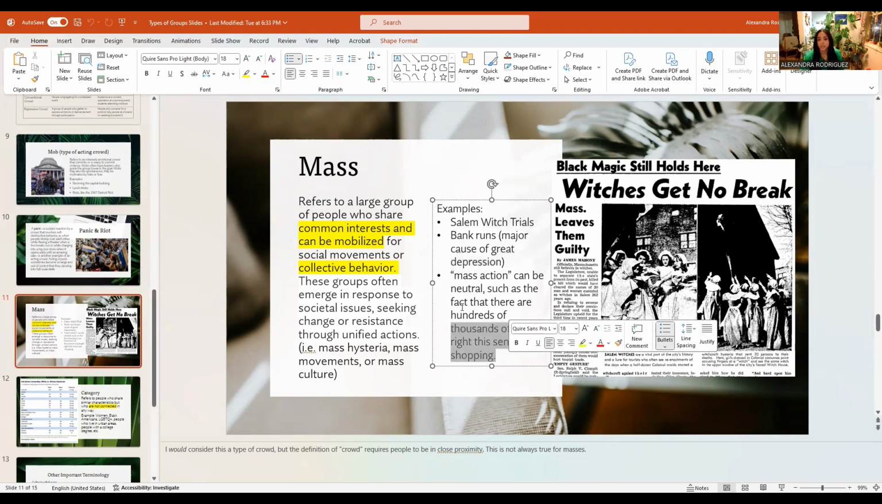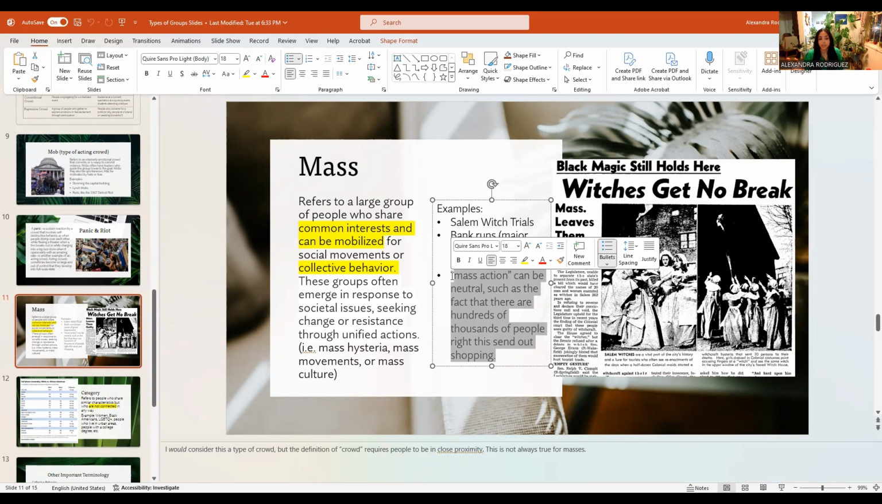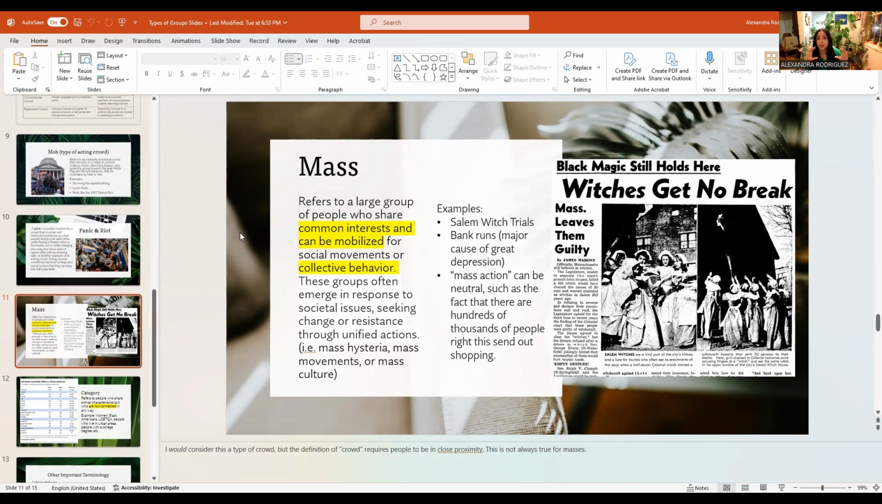Same thing with a very neutral example, which would be mass action. Technically, at this moment, hundreds of thousands of people are out shopping at malls. That's technically mass action. That's a bunch of people doing the same thing at the same time, the same behavior with the same goal. Even though they're not in close proximity, they don't have a shared identity, they don't have any sort of shared common goal, therefore it's a mass of people and therefore mass action. And again, masses can sometimes be in close proximity, but also sometimes not. It's not a defining factor.